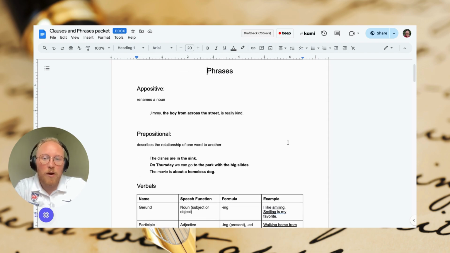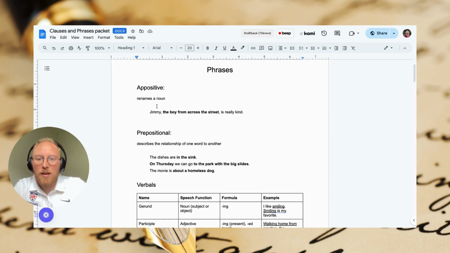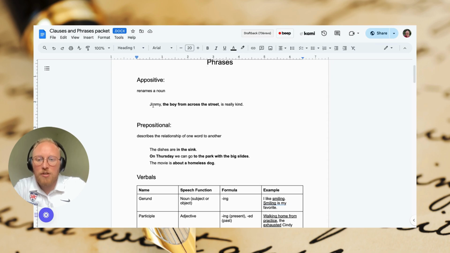Let me just do a quick overview of these. Not that you necessarily need to remember all the different names of these, but it is helpful to see how they work. An appositive phrase renames a noun. So you can see this example here. Jimmy, the boy from across the street, is really kind. Now this is a phrase. It doesn't contain a subject and verb, so I know it's not a clause, okay? It's just a phrase renaming Jimmy.